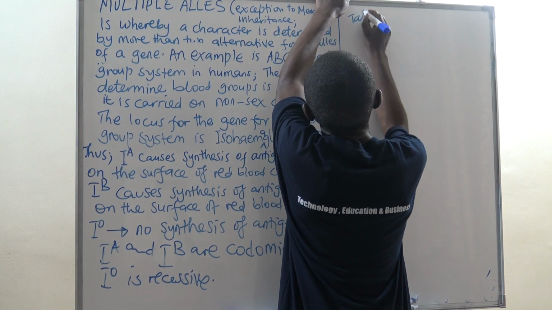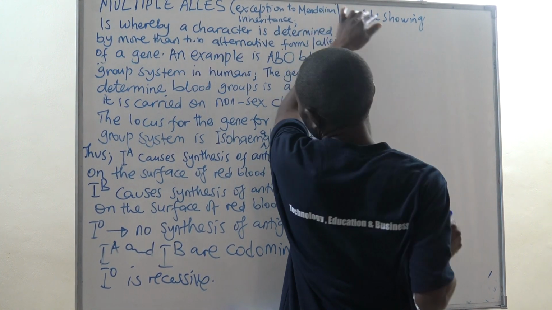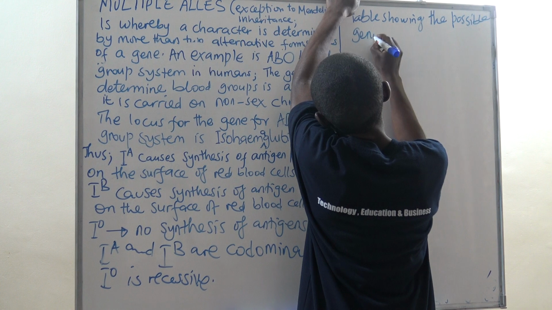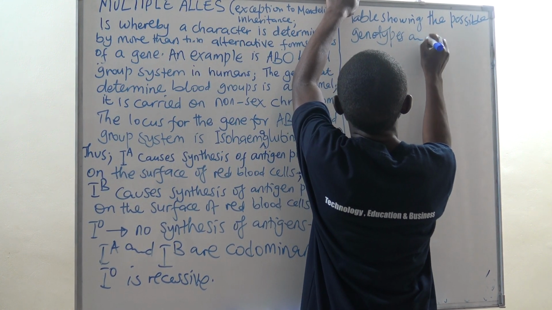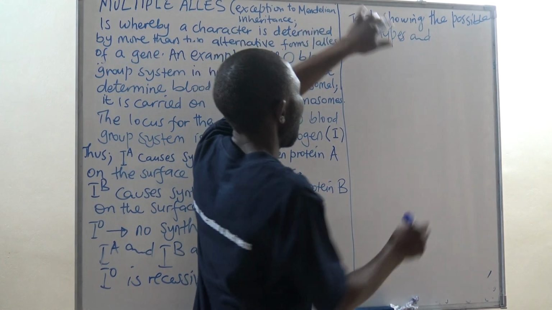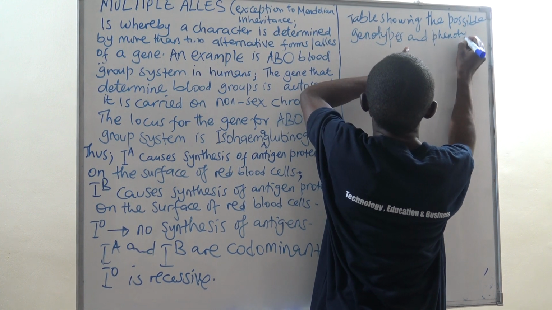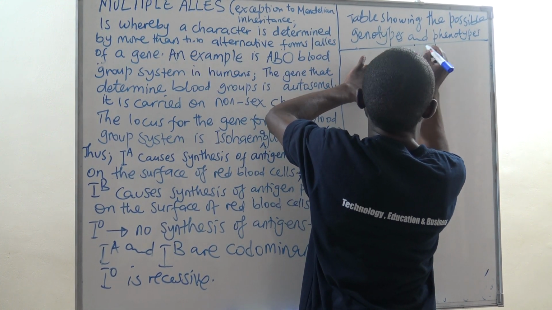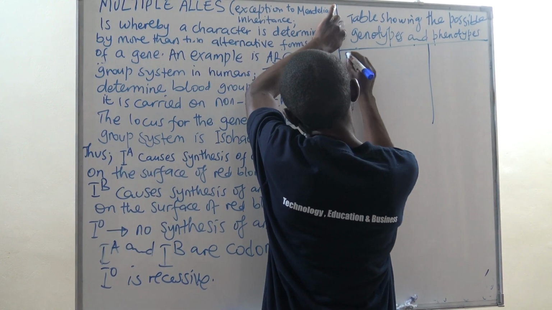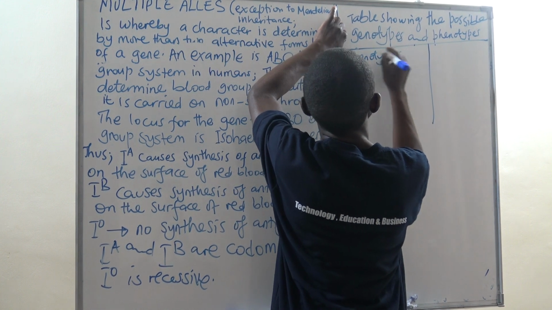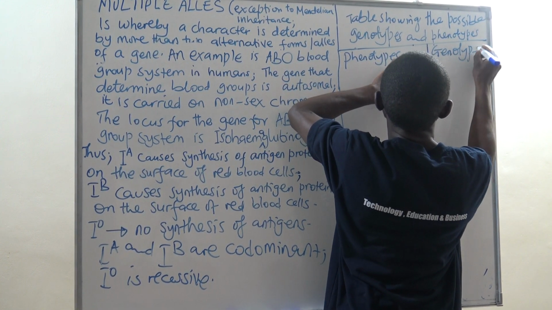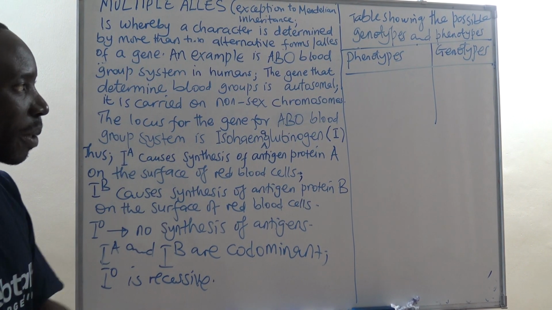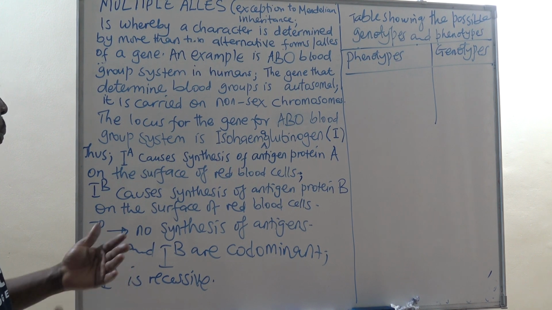So let us have a table showing the possible genotypes and phenotypes. I'm going to have phenotypes, then genotypes. That is the table. It shows the possible phenotypes and genotypes in reference to blood groups.